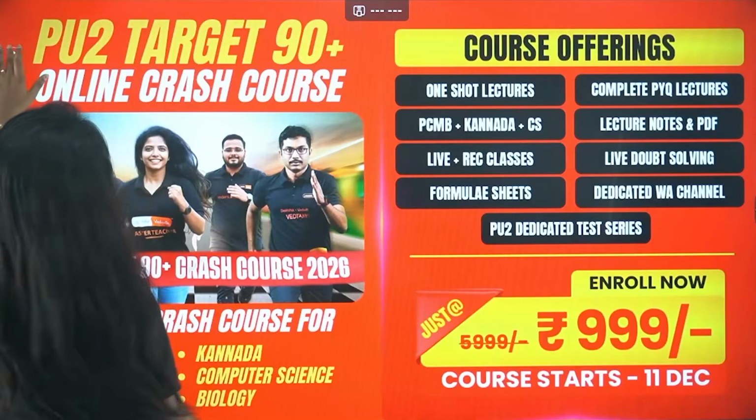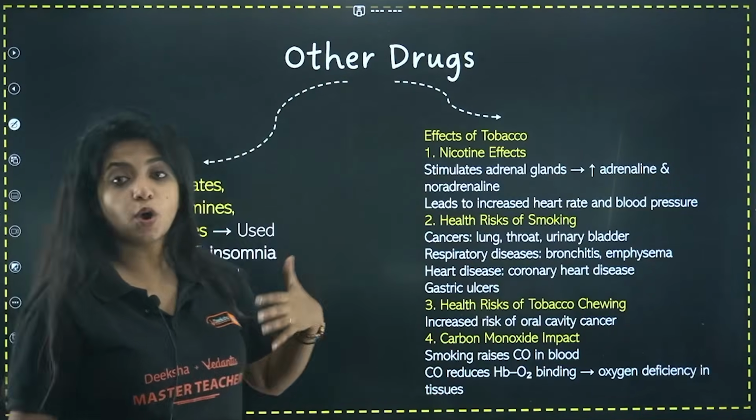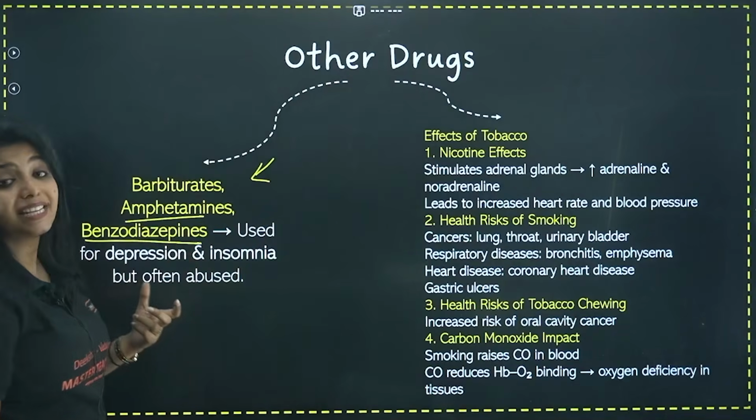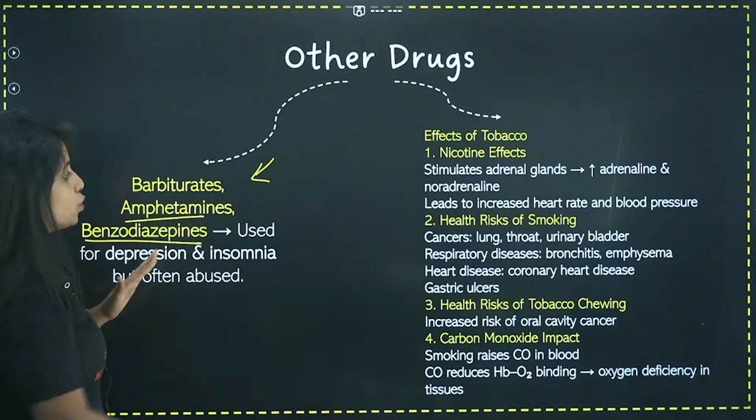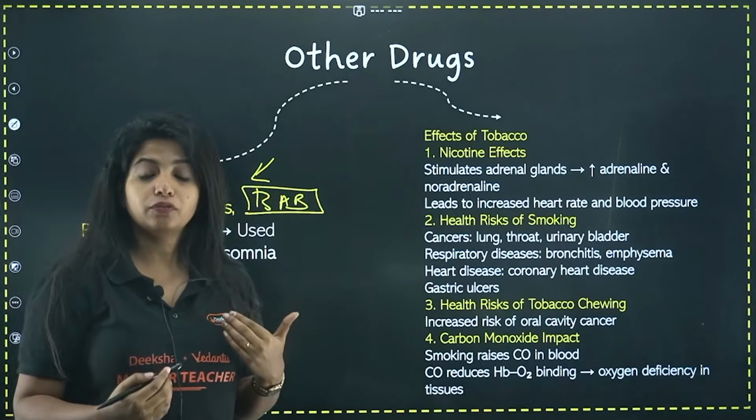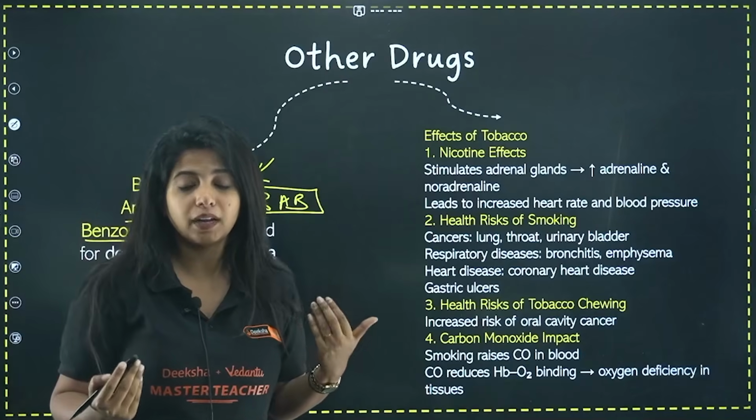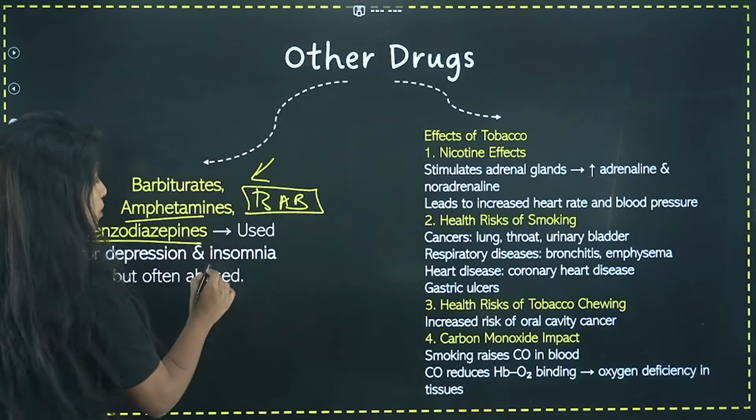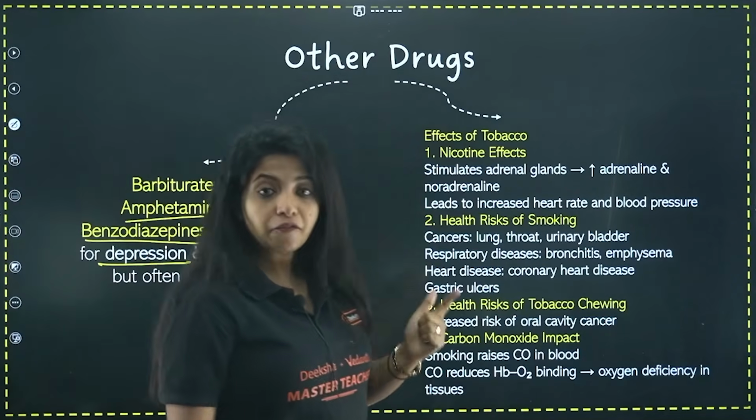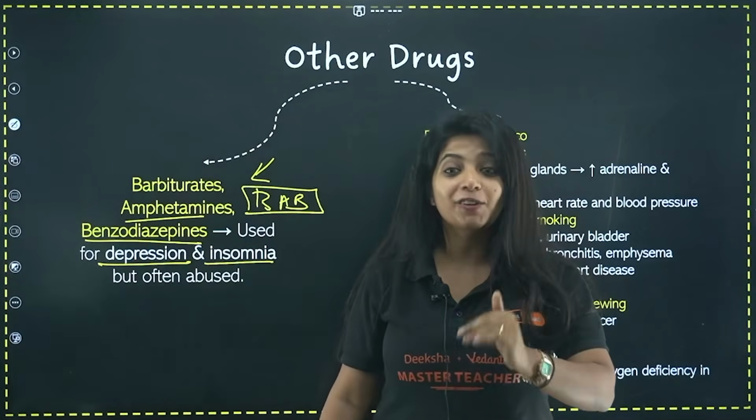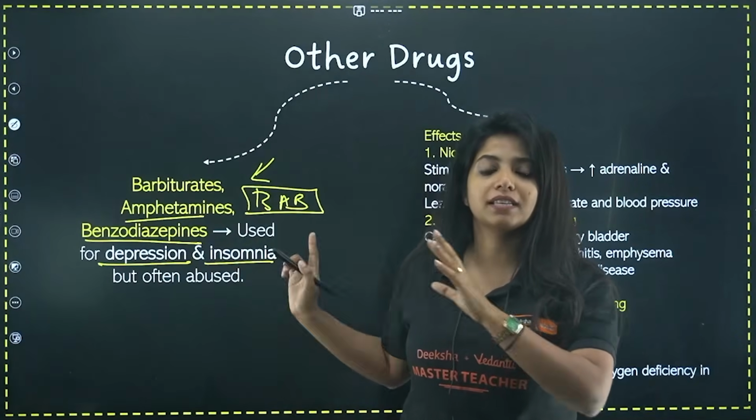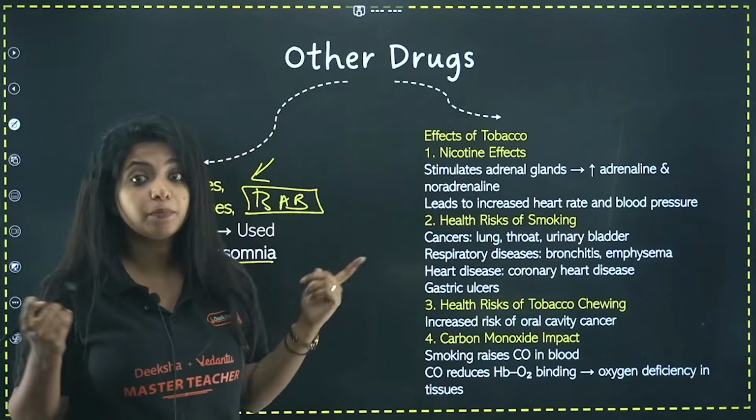As I was saying, there are certain other groups of drugs as well. One is barbiturates, amphetamines and benzodiazepines. So BAB, you can remember that. They are used for patients who are dealing with insomnia, that means they are not able to sleep. The people who are dealing with insomnia and depression are being given these drugs. Listen, they do not cause depression and insomnia. They are used to treat depression as well as insomnia. And this is often abused as well. People use it for no reason.